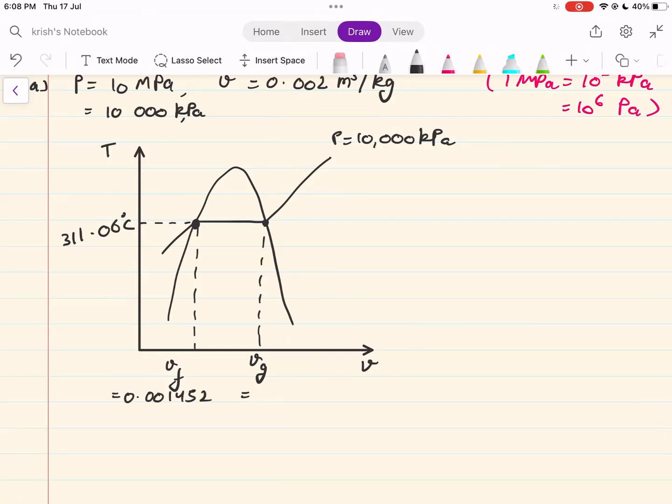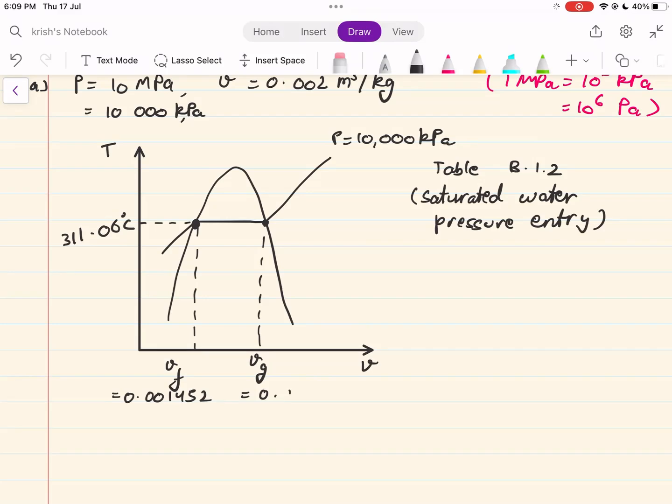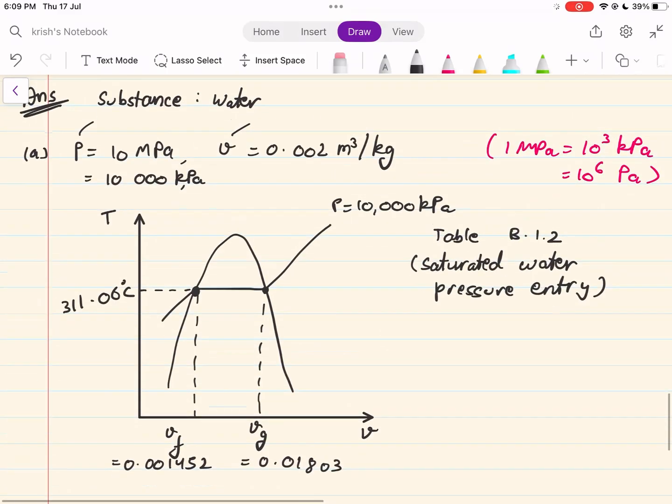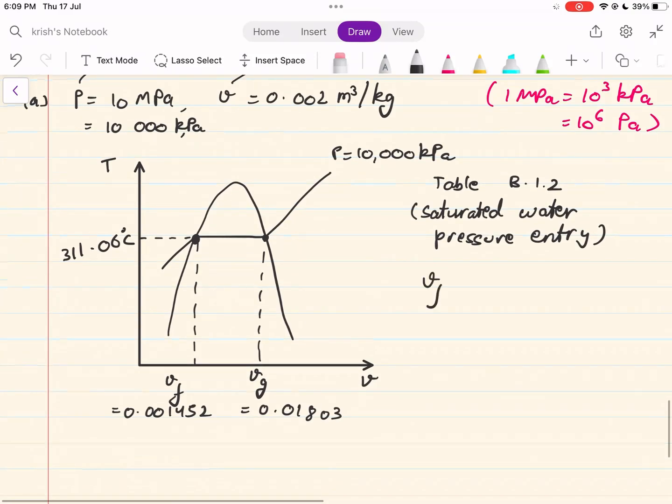And similarly, when you see from your table B.1.2, let me write it here. It should read saturated water pressure entry. Vg will come out to be 0.01803. Now clearly V lies between Vf and Vg.